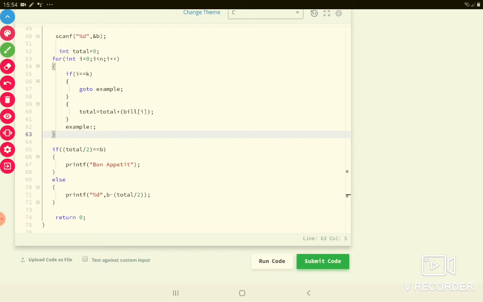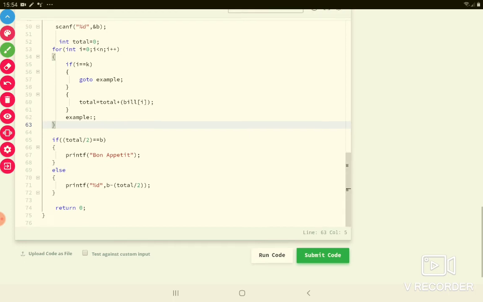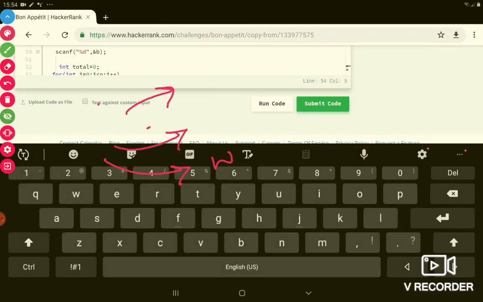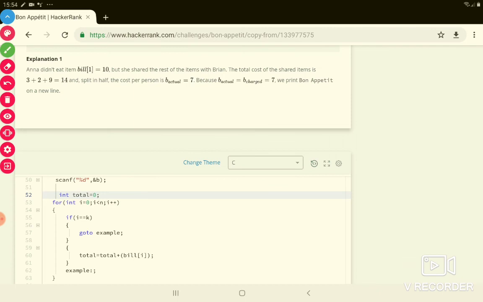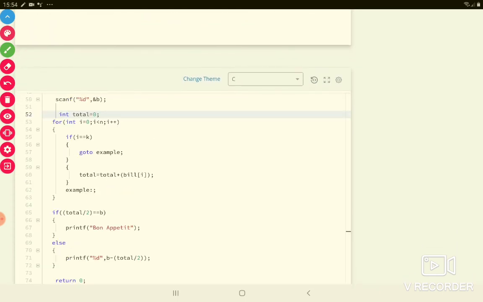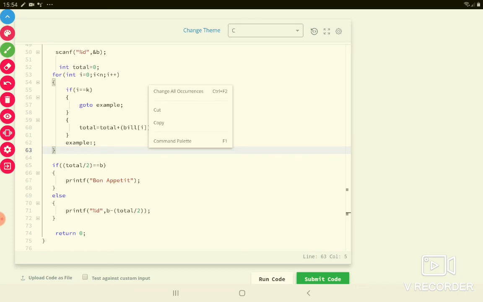So we use the goto statement so that the control goes past the addition. But if i is not equal to k, that is, both have eaten, then only that will be added to total.